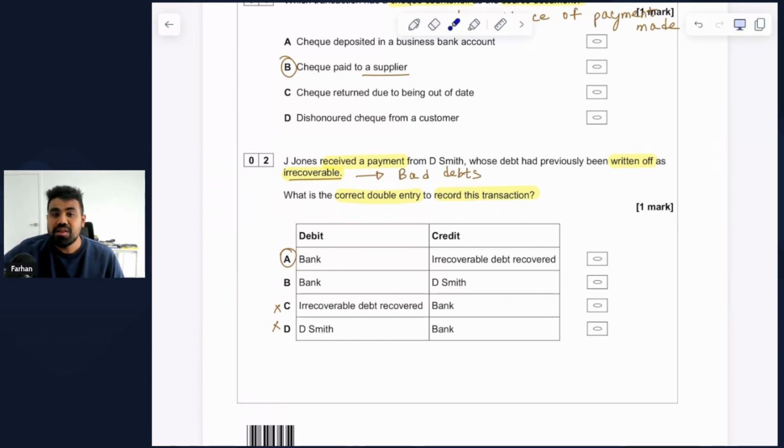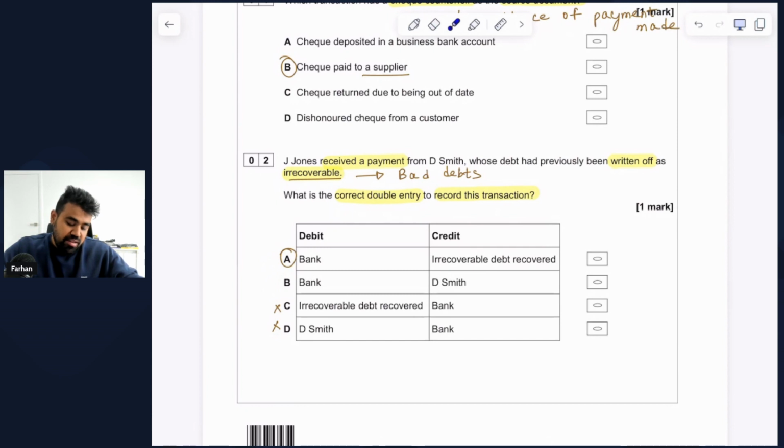Now D. Smith has come back and has paid us whatever we had written off in the past. So if D. Smith is paying us, then for the business, the balance available in the bank account should increase, which reflects the increase in assets. And when assets go up, they are debited. So we can cancel out options C and D based on that because we do not have a debit bank, which options A and B have. So which are the two options available for us to select the correct answer from?